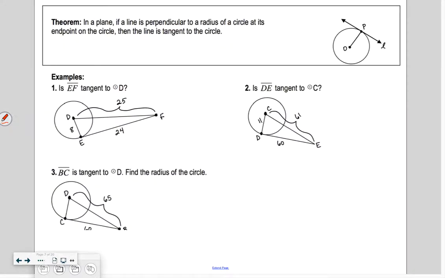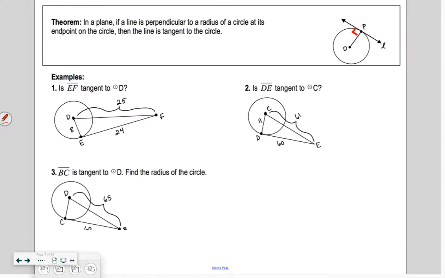Going backwards, if you have something that is perpendicular, that's 90 degrees, then what do we know? That line has to be tangent. So it's the same going backwards. Do you remember what that's called from the beginning of the year, when we flip an if-then statement around? It's called the converse. So the converse is true as well.